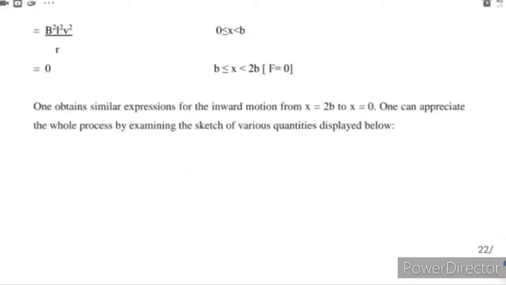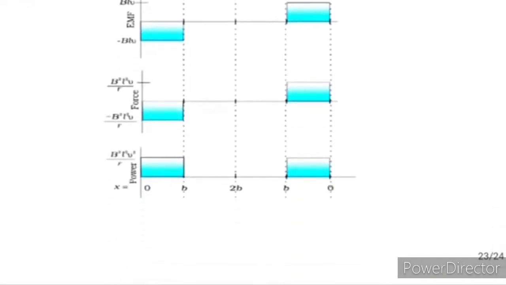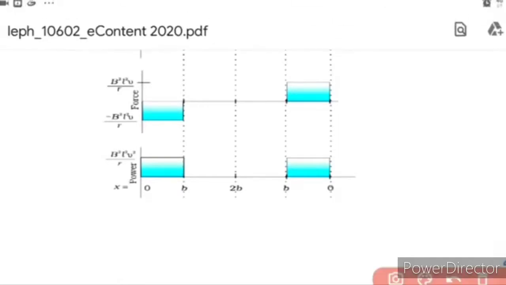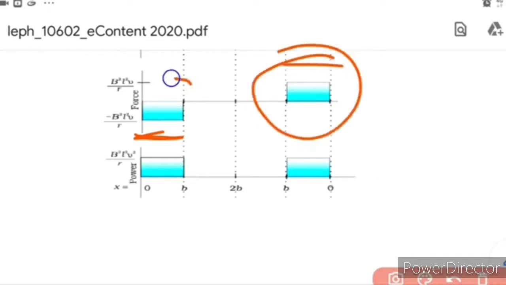So when we plot it in the graph, we'll get the graph like this, the third graph. In the third graph we have the force on the y-axis. So for the motion from 0 to B, this is the force, and for the motion from B to 0, this is the force. Okay, and in between the force is 0 because there is no induced EMF.